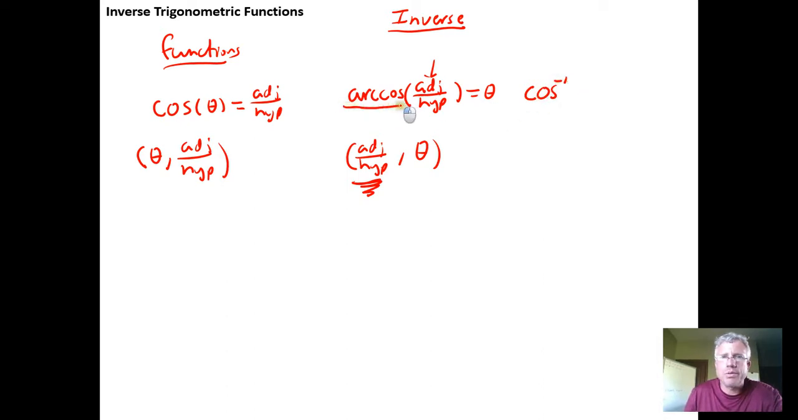So arc cosine and cosine inverse are synonyms, but we still get an output of theta based on an input of the appropriate side ratio, adjacent over hypotenuse.